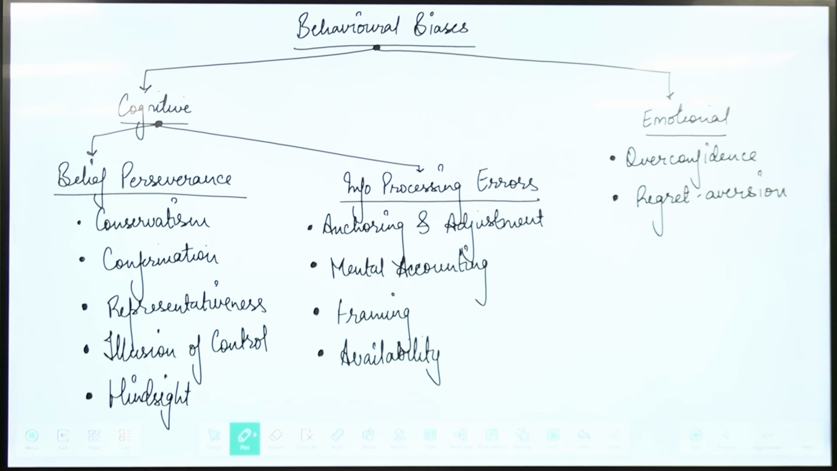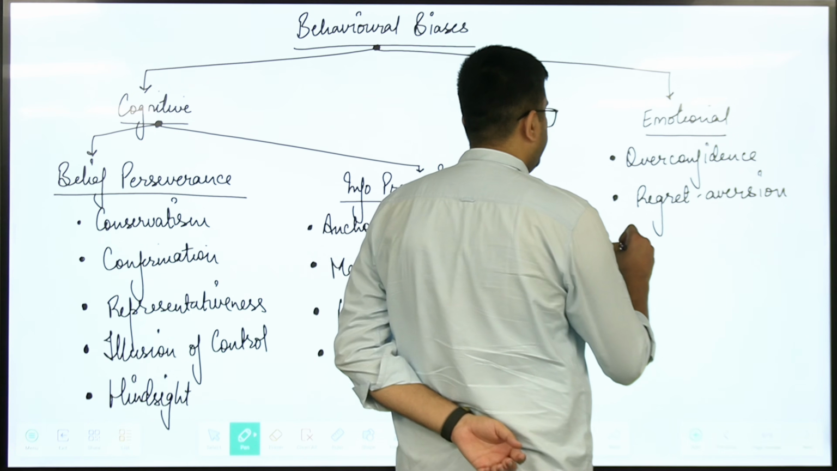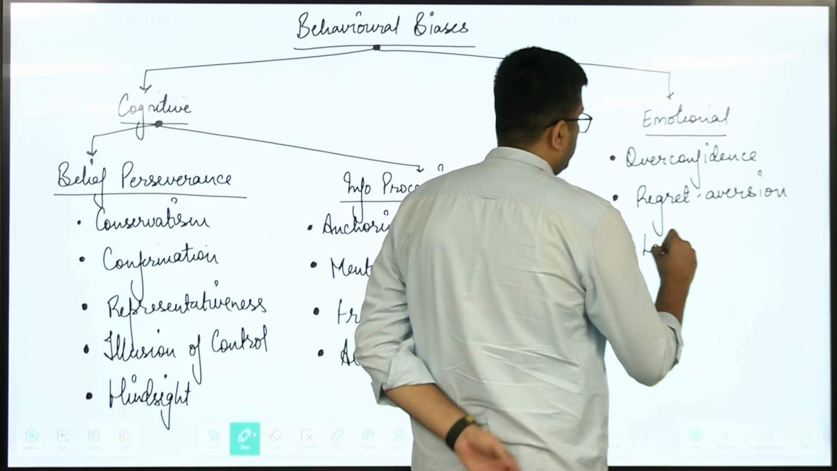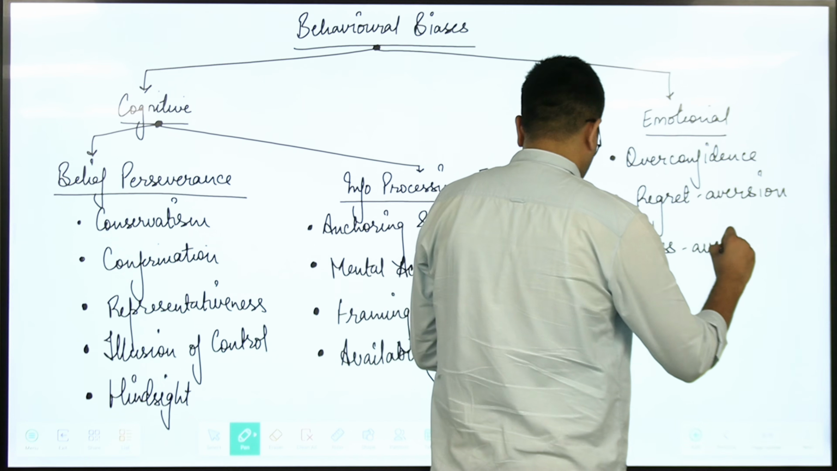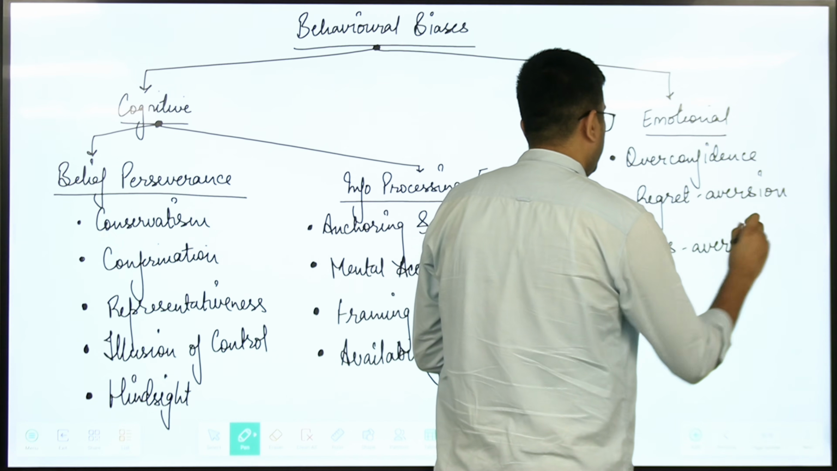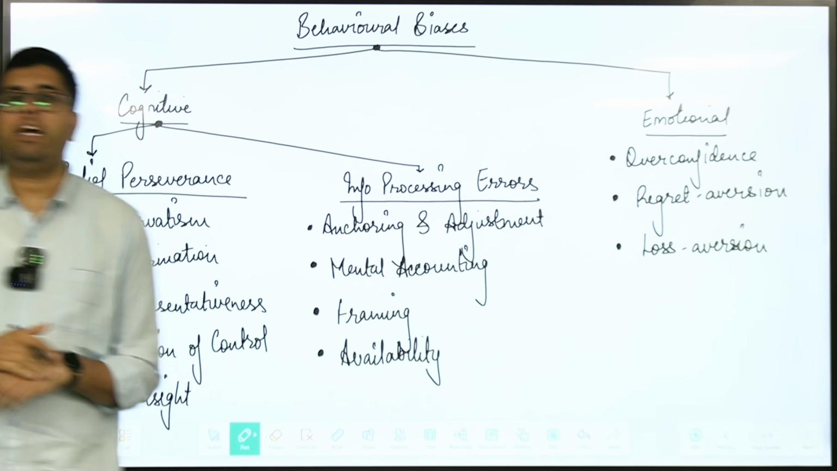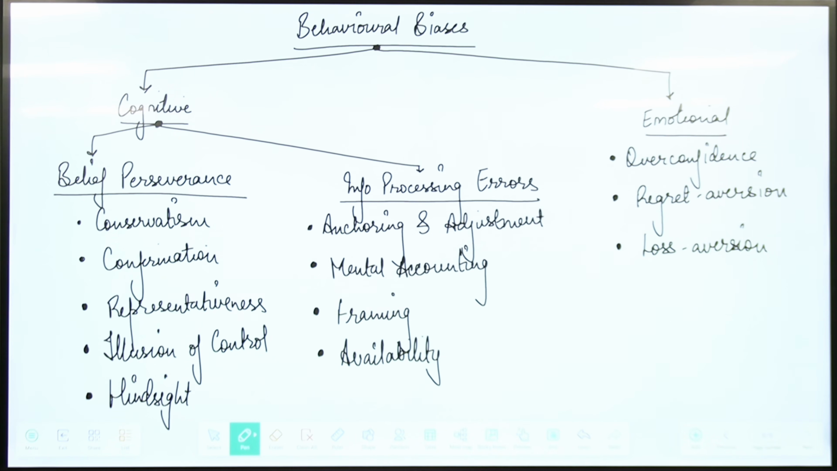And lastly, we move to the emotional biases. Two of them we've already written. The third that we have is loss aversion bias. So generally, we believe that investors are risk averse, but actually investors are not risk averse, they are loss averse. They are going to feel much worse if they have a loss of a certain amount as compared to the happiness they will feel in case they have profits of the same amount.